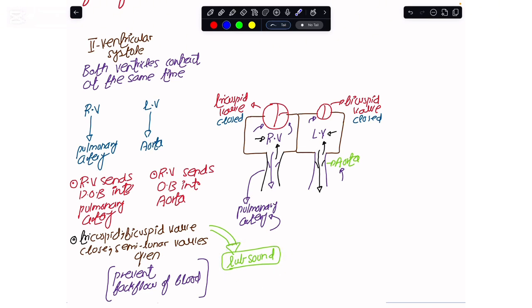The heart has a lub and a dub sound. The lub sound is made by the closure of these valves that we have. Now the thing is that the pulmonary artery has received the blood and the aorta has received the blood in ventricular systole, and here the semilunar valves were open.